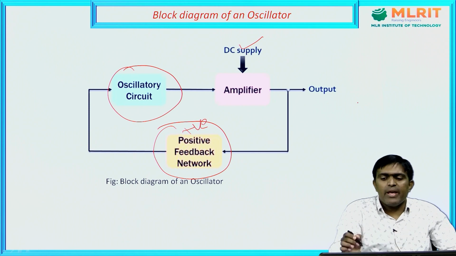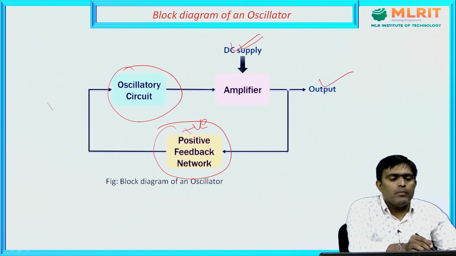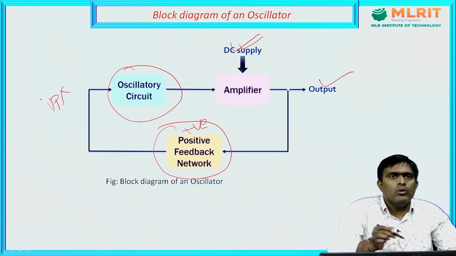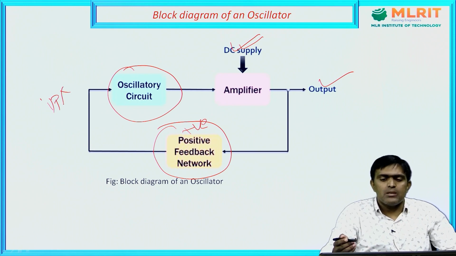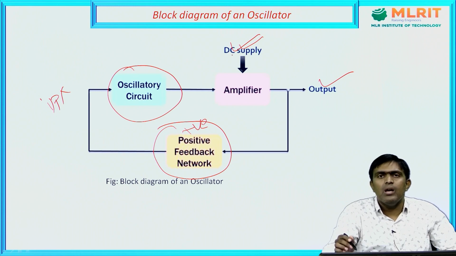See here we are having only the output and DC supply. There is no input signal. So the oscillator definition is nothing but, without any input signal, with the help of only the DC supply, we will get the output signal.